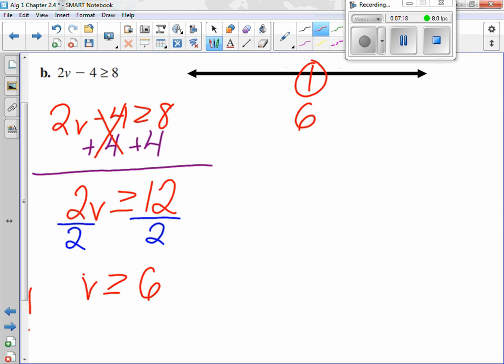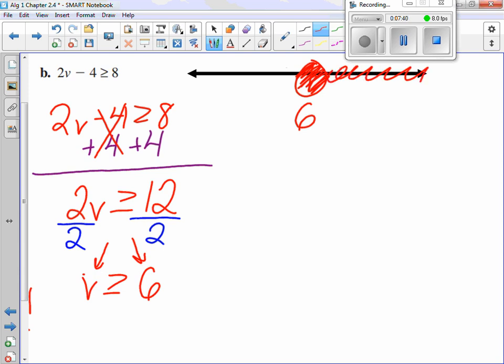So we'd go to the 6 on the number line. Now, would it be opened or closed? It would be closed. Now, do we shade to the left or to the right? So what are we saying is bigger, v or 6? V. So we would shade to the right.